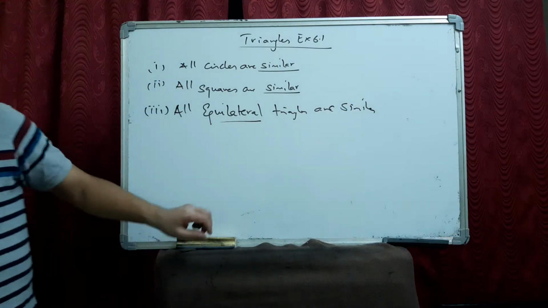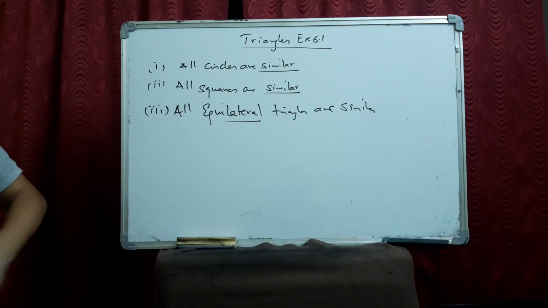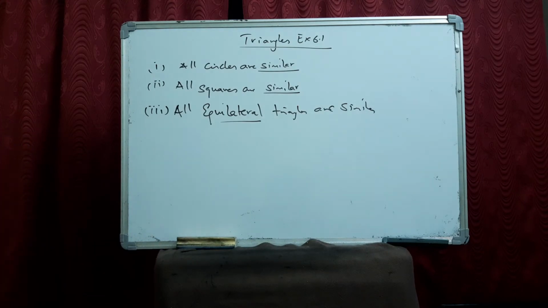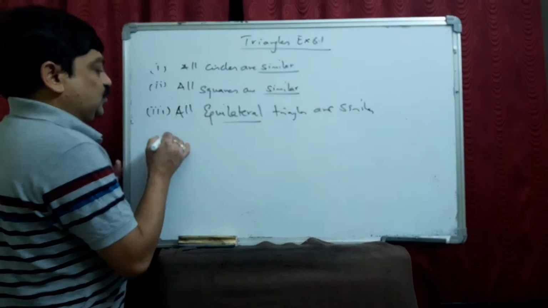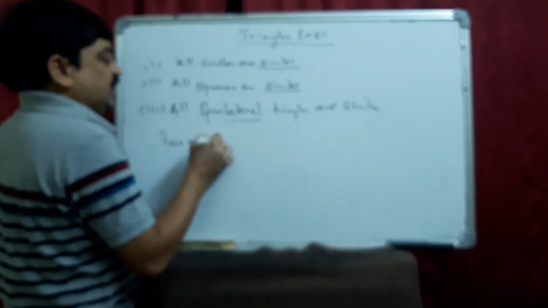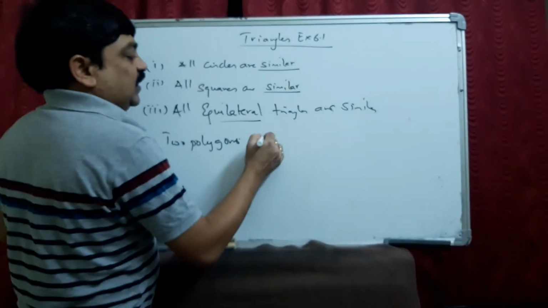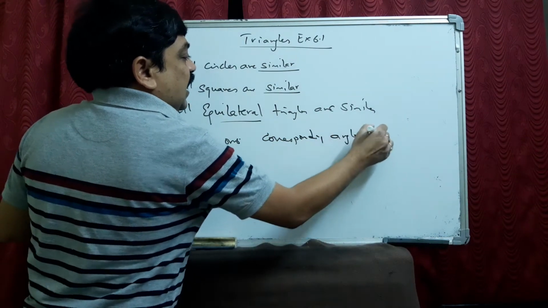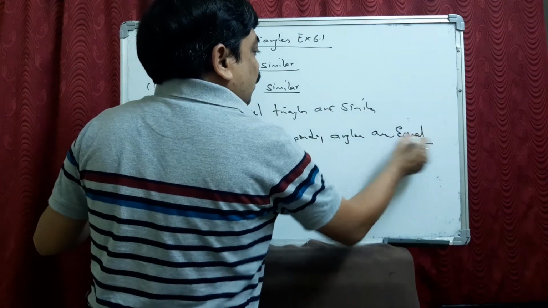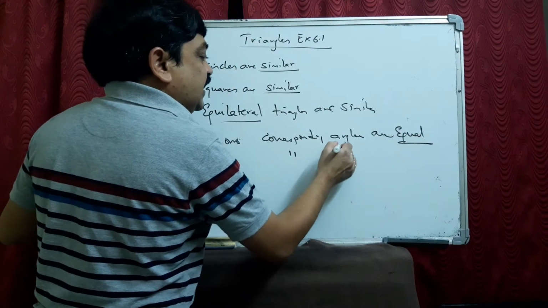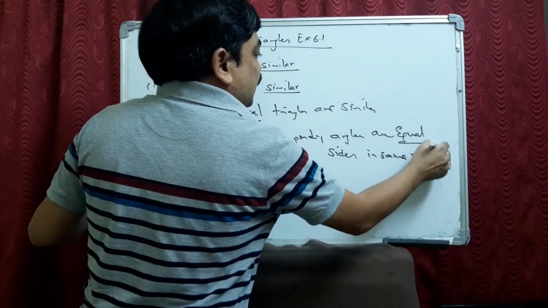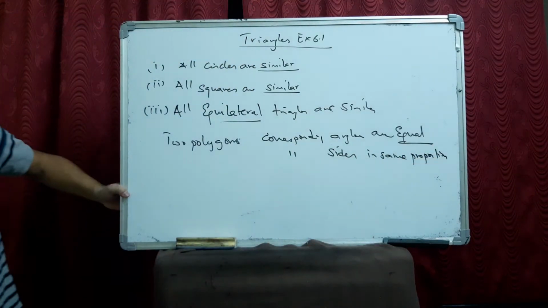Right. Next question. Two polygons, I told you just now the definition. Two polygons are said to be similar if the corresponding angles are equal, and corresponding sides should be in the same ratio or the same proportion.